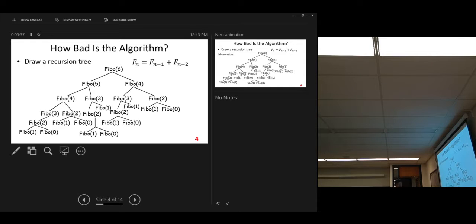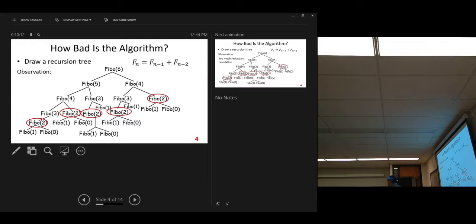Okay? All right. Now, can you tell me the problem from this tree? Any problem we can find? Right. So obviously, some numbers repeated many, many times. Look at the Fibo of 2. How many times is it repeated? If you draw a big tree, let's say 100, you can see many numbers repeated too many times.